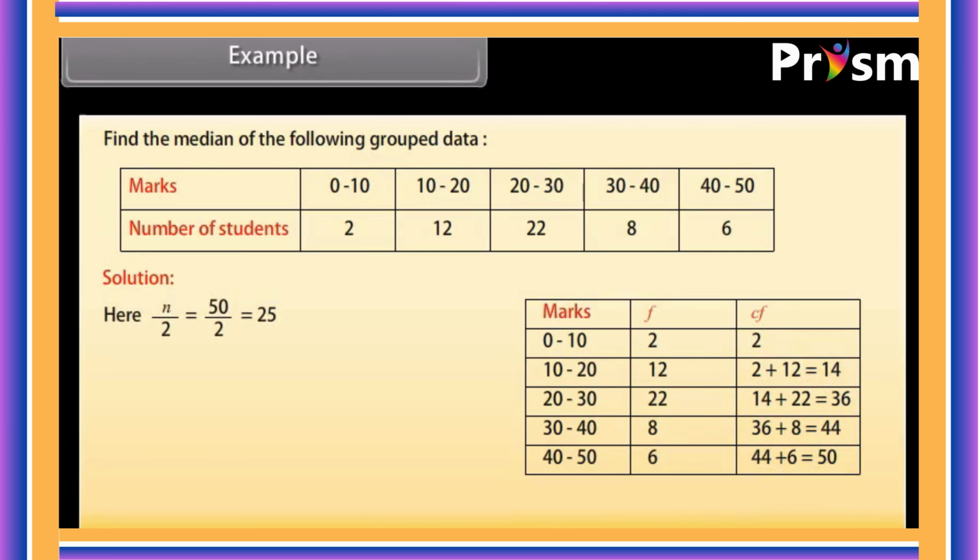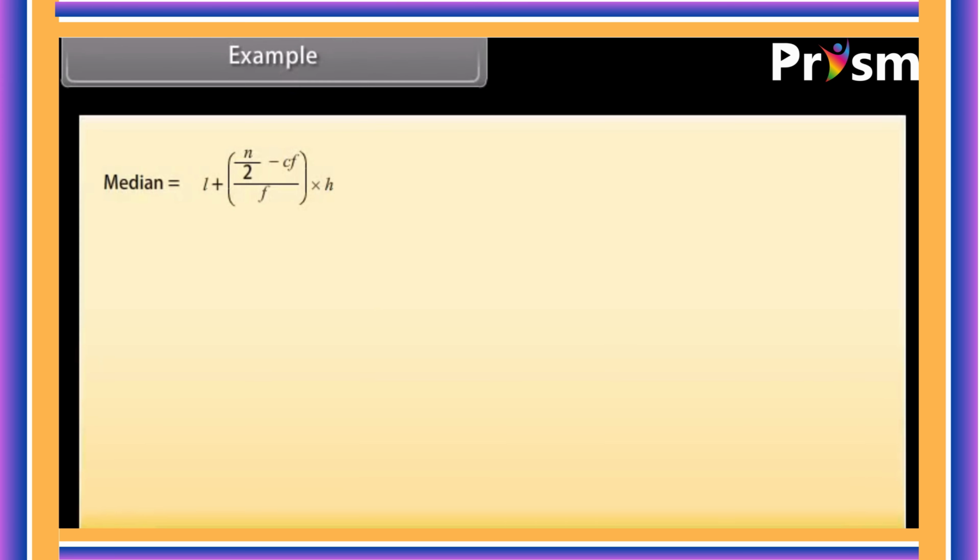After that, n by 2 equals 50 by 2, which is 25. So, 20 to 30 is the median class. Now, L is 20, h is 10, CF is 14, f is 22. And then we calculate the median using the formula given below. L plus n by 2 minus CF, that is divided by f and multiplied by h.